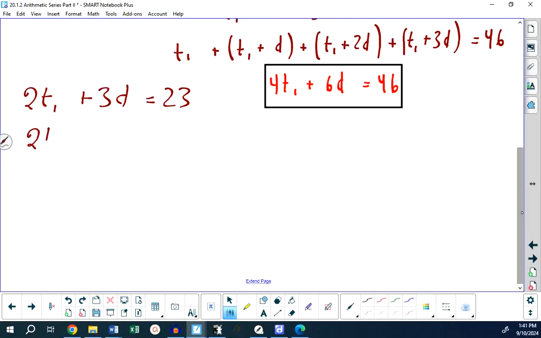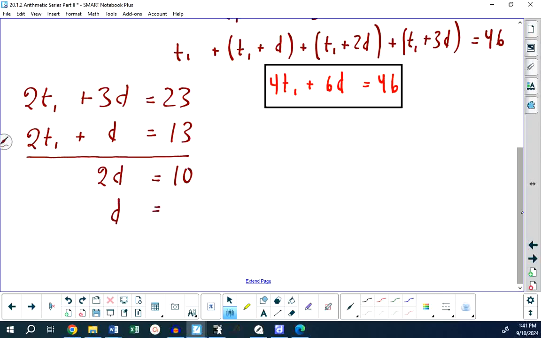And all of a sudden, the sun is starting to come. The clouds are dissipating and the sun's coming out. Because now I can see an end in sight. If I subtract these equations, I won't have any t1s. I'll just get 2d equals 10, and now I know the common difference is 5. And now that I know the common difference, I can use that to find the first term.